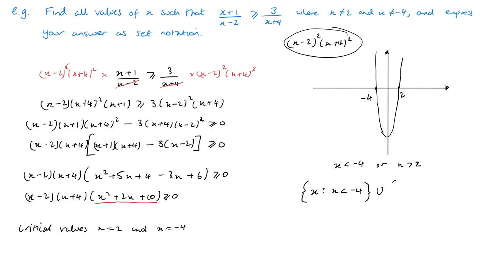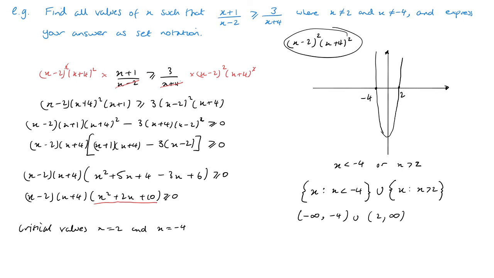And then x less than -4, or x greater than 2. Okay, so that's just putting it in set notation, as that's what the question asked for. And an alternative way of writing this is from minus infinity to minus 4, or from 2 to positive infinity.